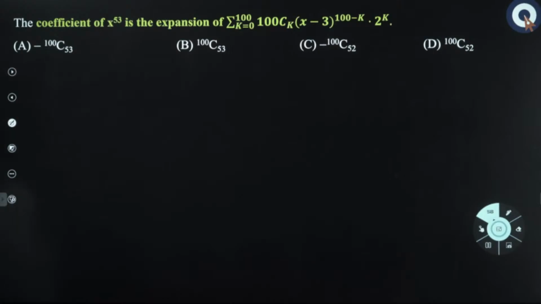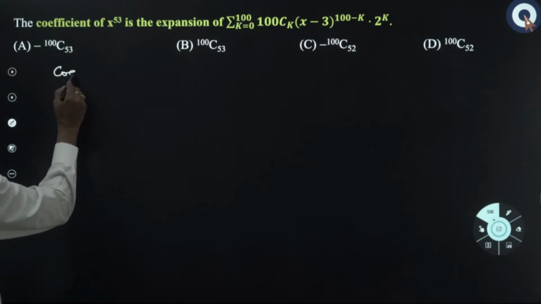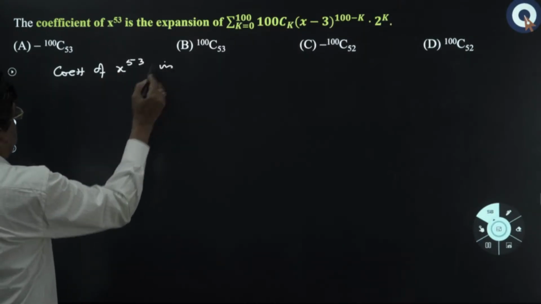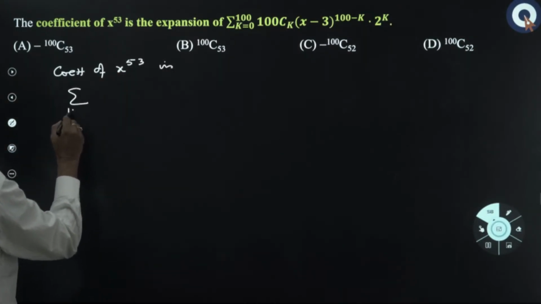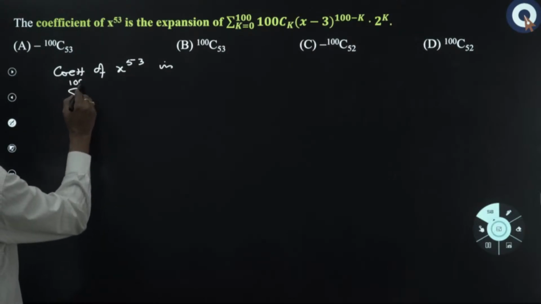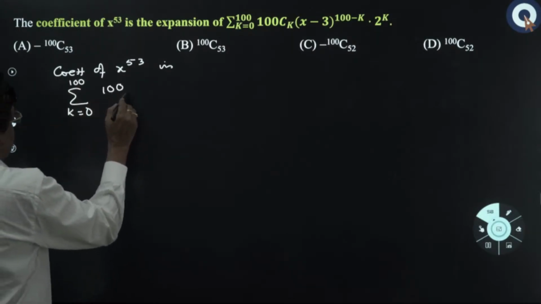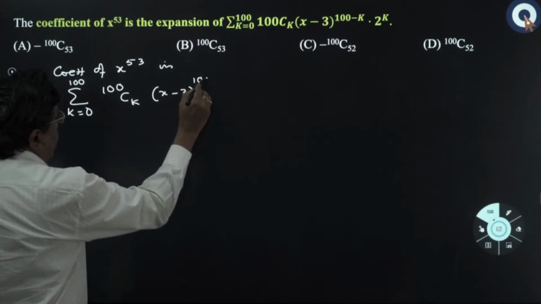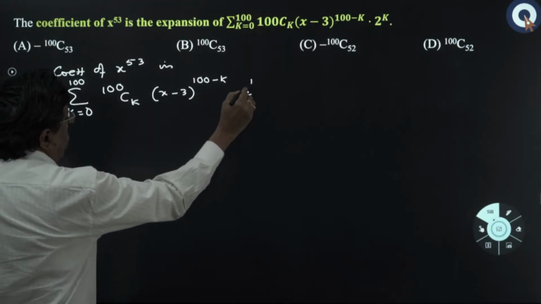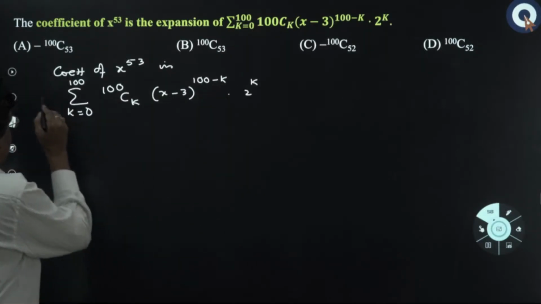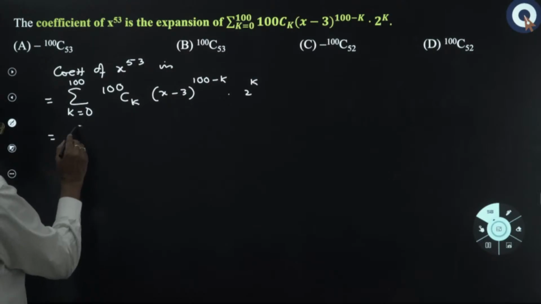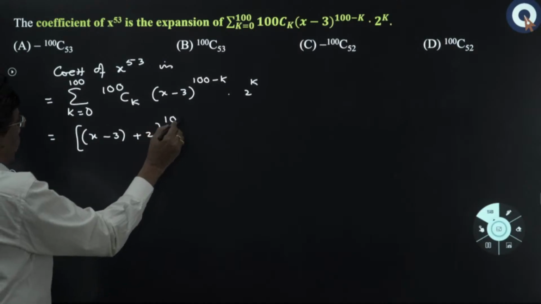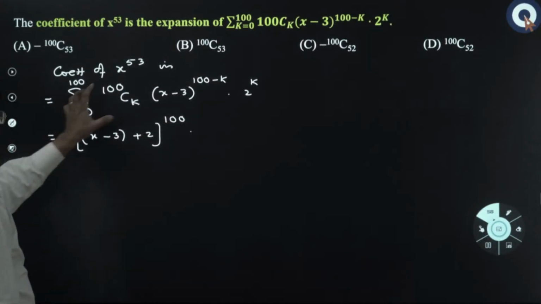The coefficient of x to the power of 53 in the expansion of sigma k equals 0 to 100, C(100,k) (x minus 3) to the power of (100 minus k) into 2 to the power of k. Basically, this is nothing but the expansion of (x minus 3 plus 2) to the power of 100. This is this entire sigma thing.